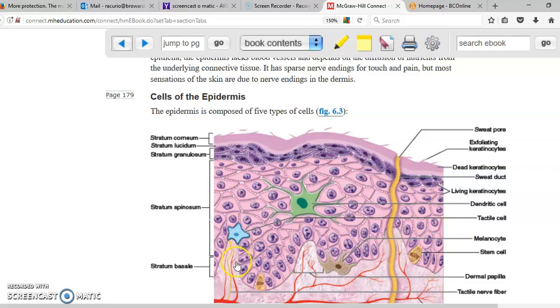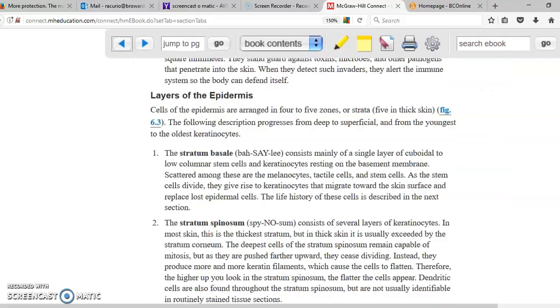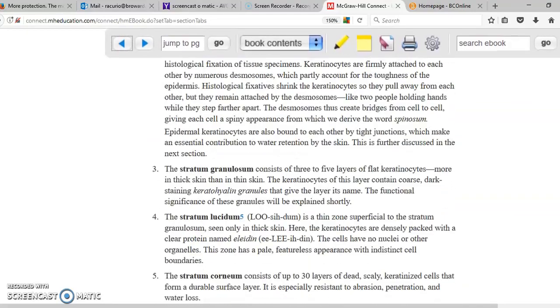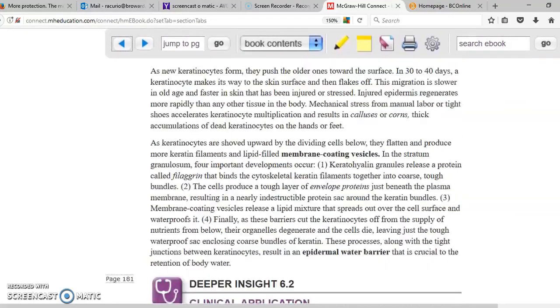We have these extensions from the epidermis going into the dermis. These ones are called epidermal ridges. Now, the ones from the dermis going up into the epidermis, as you can see here, they are called dermal papillae. This one right here. Let's keep scrolling down. The layers of the epidermis, we said they are called stratums: basal, spinosum, granulosum, lucidum, and corneum. Let's keep scrolling down.